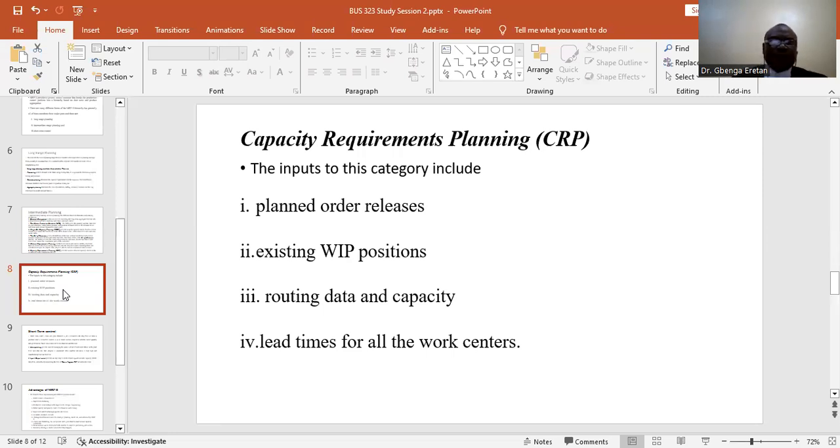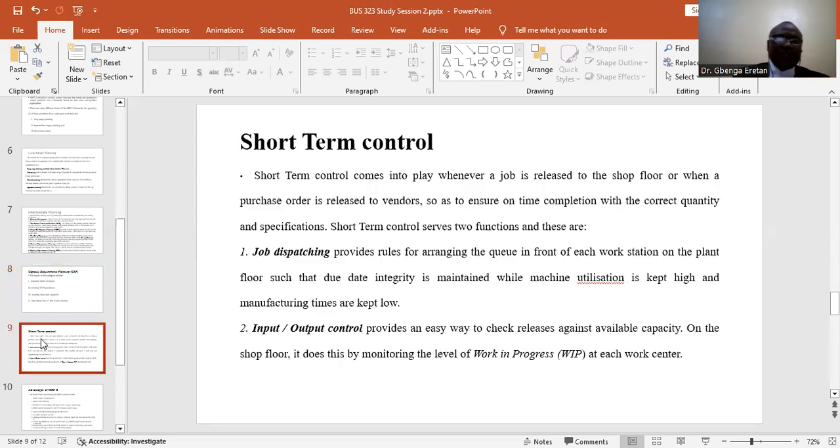Capacity requirement planning also involves routing data and capacity, and it enables us to look at lead time for all work centers. And when you talk about lead time for all work centers, you're talking about the time at which a product is expected to move into the center and the time at which the product actually got to the center.